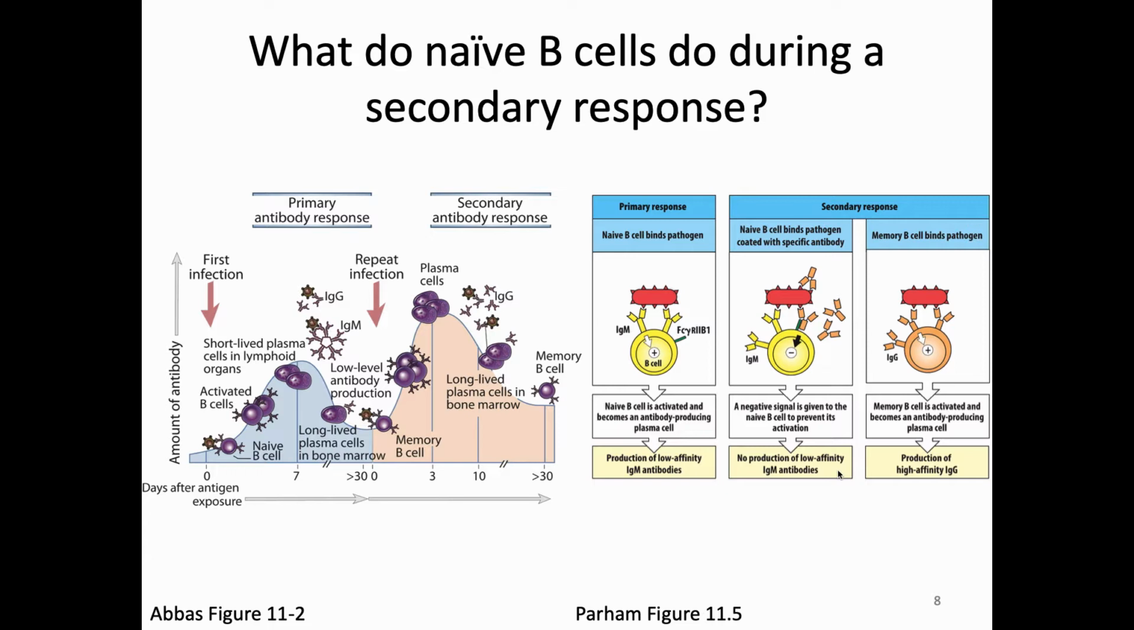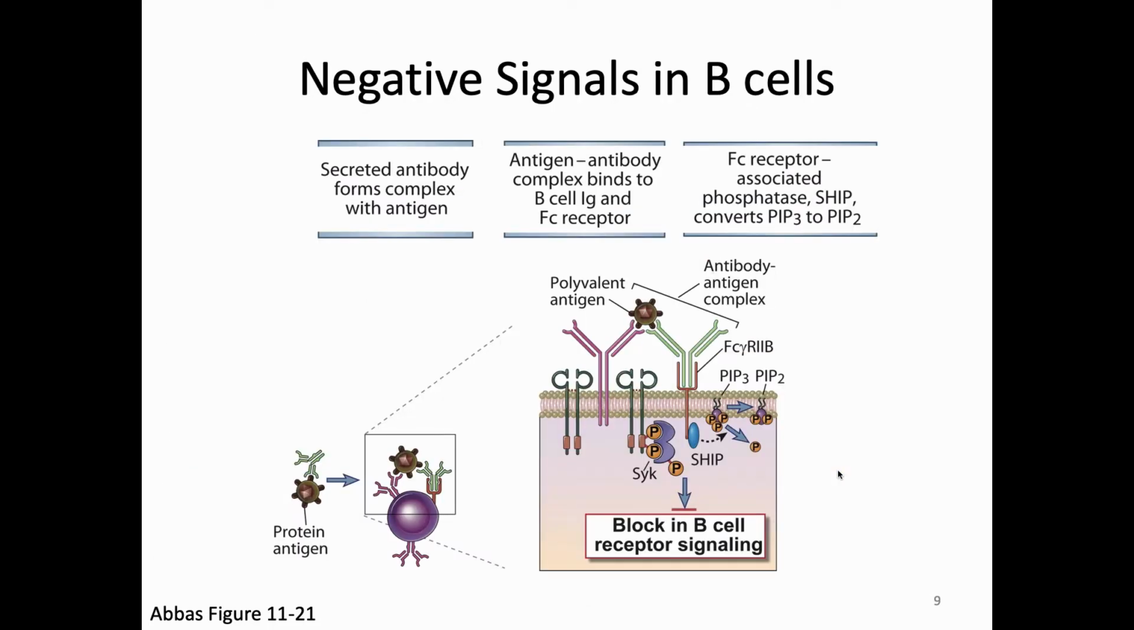Our memory B cell doesn't have that Fc gamma receptor, so it doesn't get an off switch if there are pre-existing antibodies around. But our naive B cell does get an off switch when that pre-existing antibody is around. You can see this exact thing happening here. So if we have our antigen, and it's bound to an antibody, that can bind the Fc gamma receptor, and that leads to a block in B cell receptor signaling.